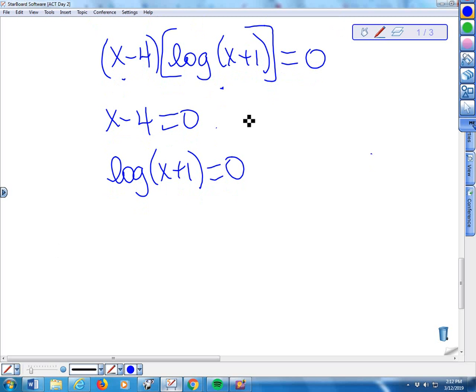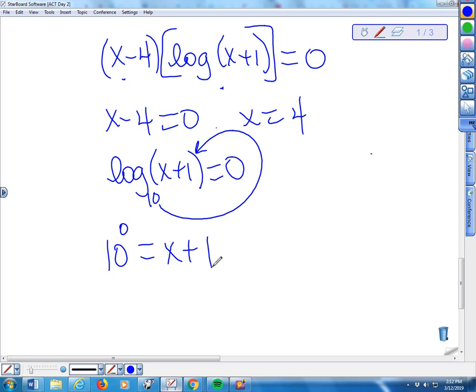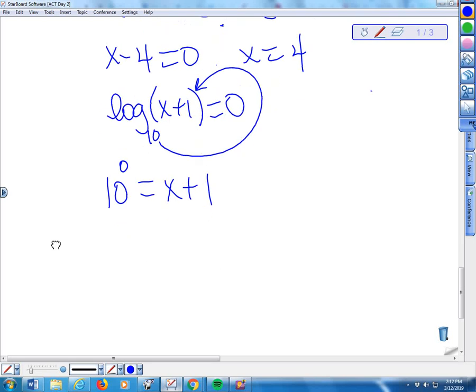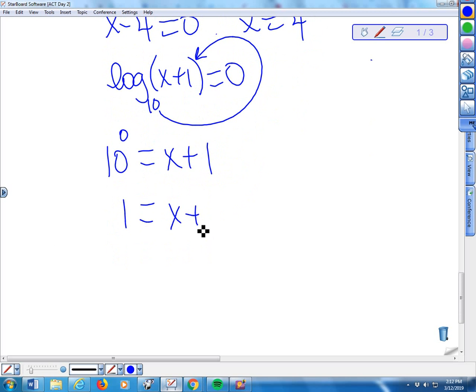So here x equals 4, and here, how do we solve that? How do we get x out of there with the log? Well, this is base 10, right? So it's 10 to the 0 equals that. You've got to be able to go back and forth between logs and exponents. So this is 1. Subtract 1. So I found both, 0 and 4. Does that make sense? Okay, let's try another one.